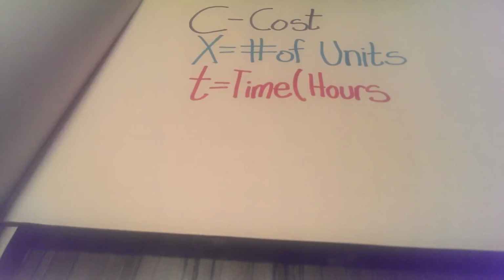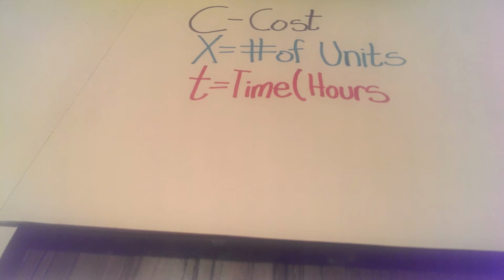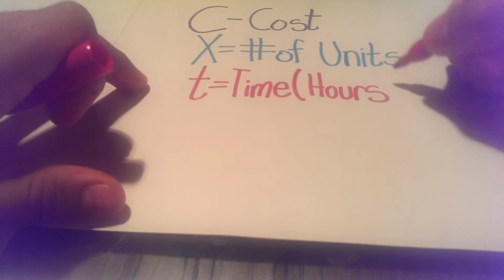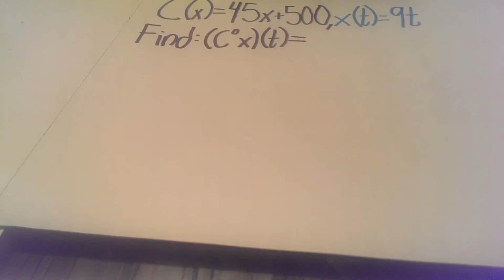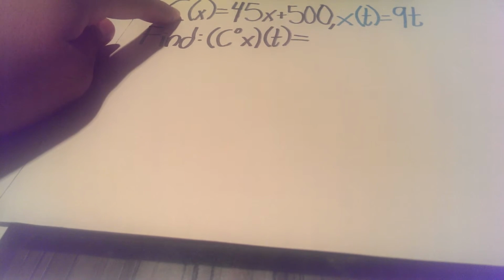But now we're going to go into a real life application. Now, for the equations that I'm about to show you, C is going to equal the cost, X is going to equal the number of units, and T is going to equal time in hours. So in this equation, C of X is equal to 45x plus 500. So the cost is equal to 45 times the number of units plus 500.